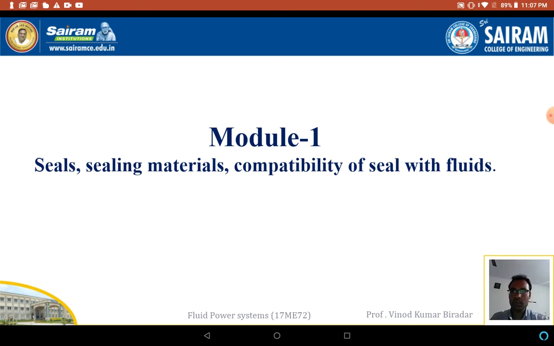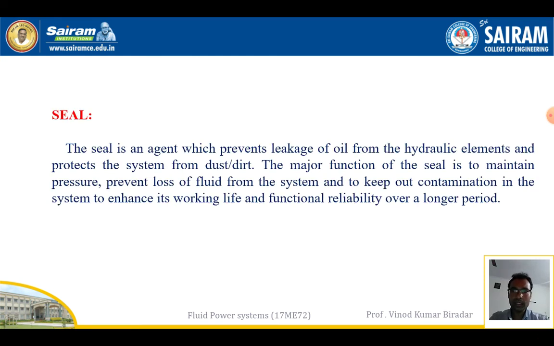Normally, a seal is an agent or a part, a device, which is used to prevent the leakage of oil from a hydraulic system or a hydraulic element. It is an element fixed in the hydraulic power system so that it can control the leakage of a liquid. That is called a seal. Not only will it control leakage, it will also protect the system from dust, raw particles and any waste particles. This is called a seal in a hydraulic system.